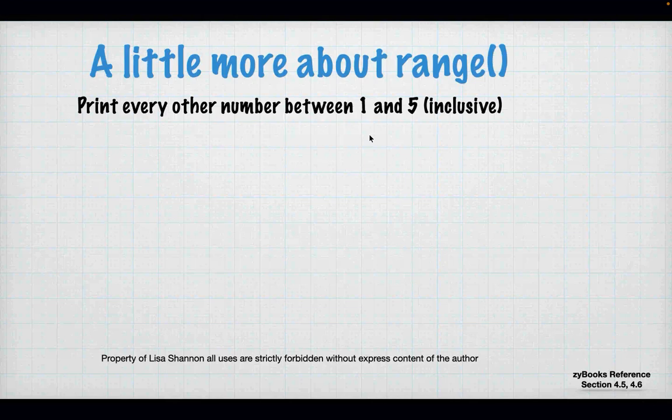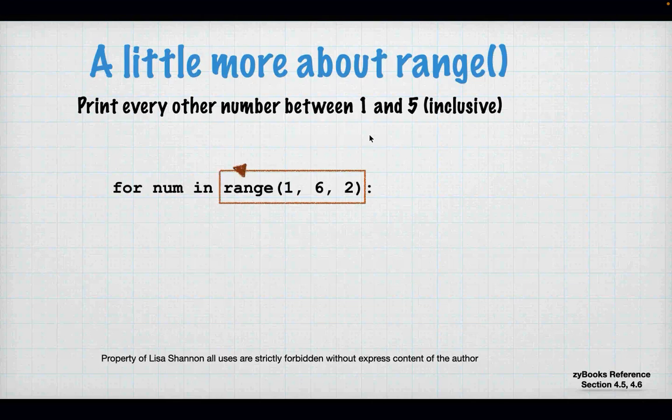Okay, so let's talk about range a little bit more. We're talking about range a little bit more because you just might have a lab very similar to this. So what I'm seeing here is I have for num in range. Num is, again, just a variable. But the range looks different here.